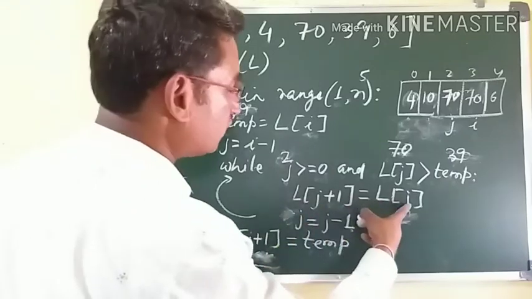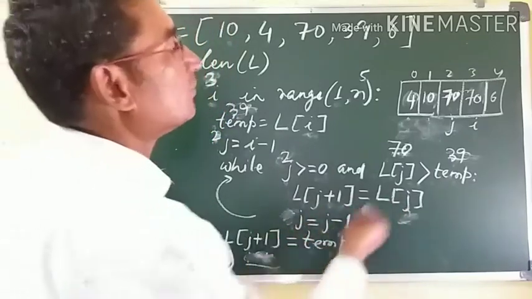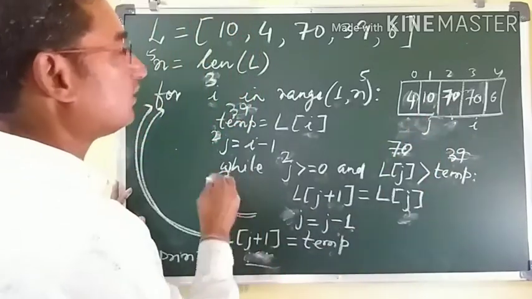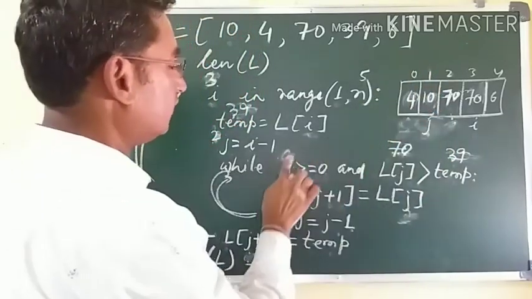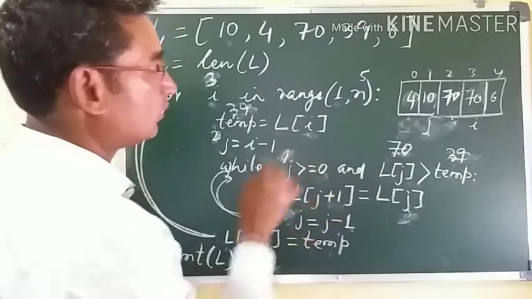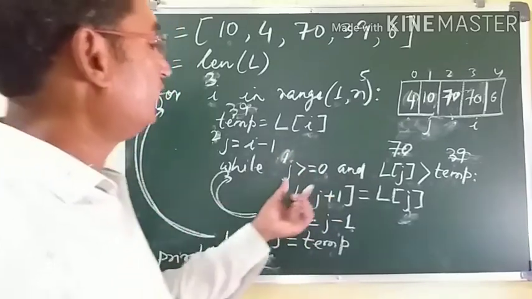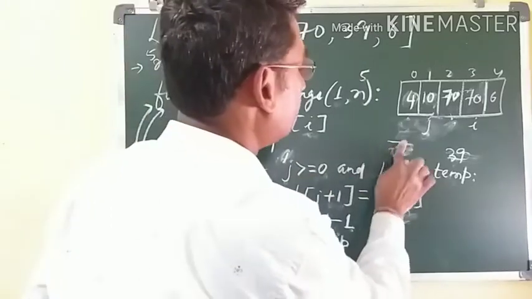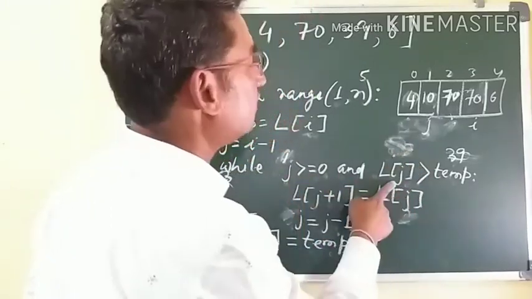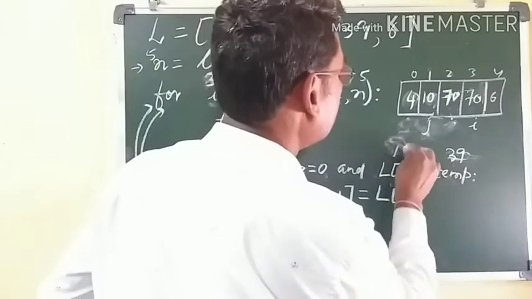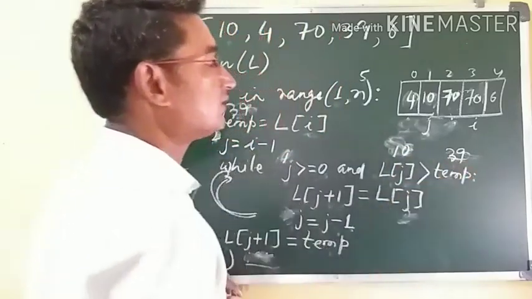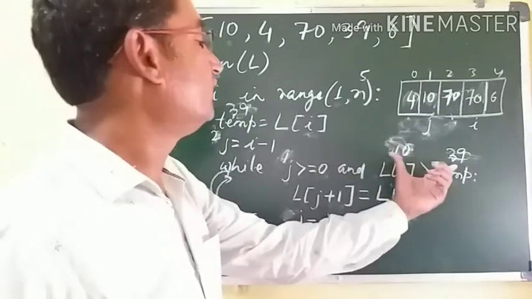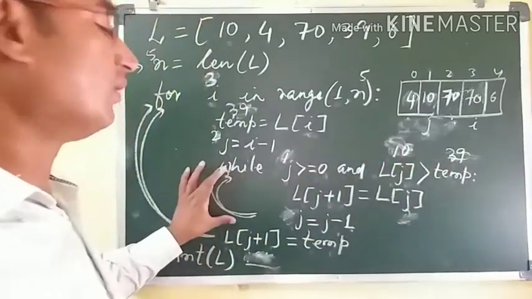After completion of this statement, now J equals J minus 1, so J will be placed here. Again it will come here. Now the value of J is 1. Now 1 greater than or equal to 0, this condition is true. If this condition is true, now we can check L of J, meaning L of 1 here. L of 1 is 10. Now 10 is greater than 39? This condition is false. This is true, but this condition is false. If this condition is false, it will come out of this while loop.